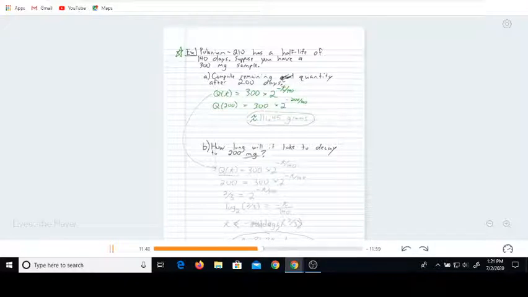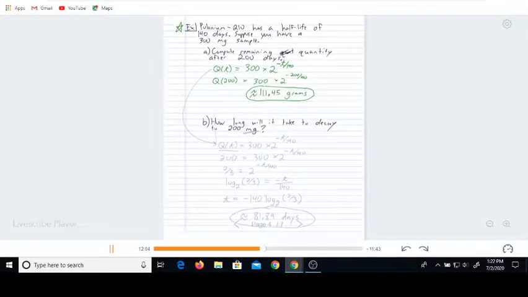And we get approximately 111.45 grams. So that tells us after 200 days, we'd have a little over 111 grams left of our radioactive sample. Now, that does make sense. It's going to be half every 140 days.